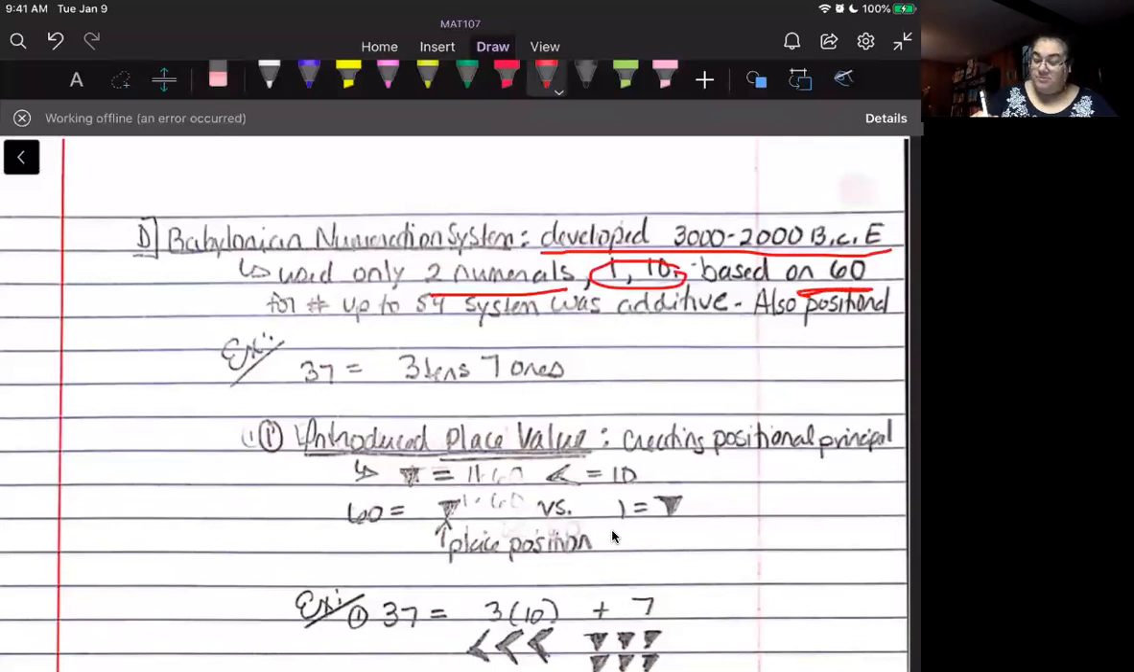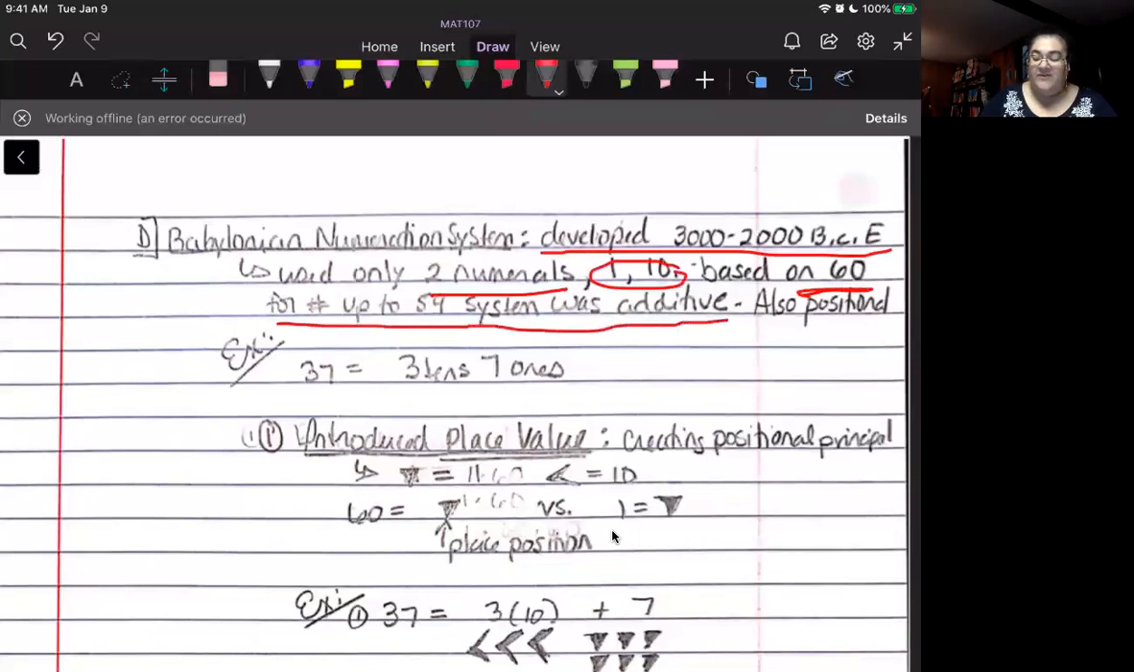Here, in this system, this is the first system we're going to introduce that did not do that. They based it on 60. Okay, so they did that up to the number 54. Okay, this is sort of interesting.